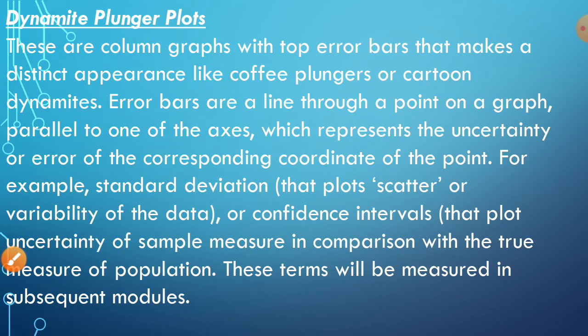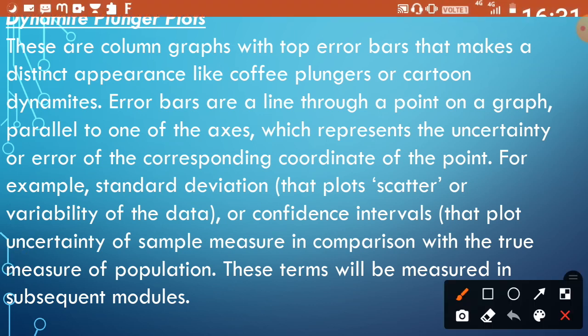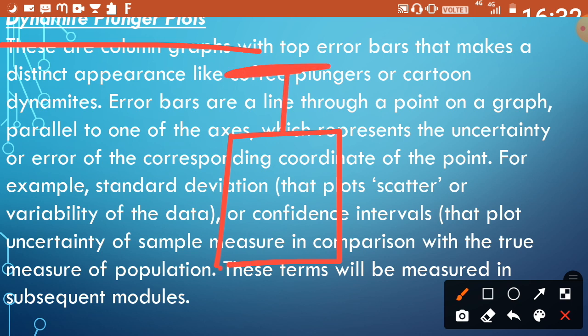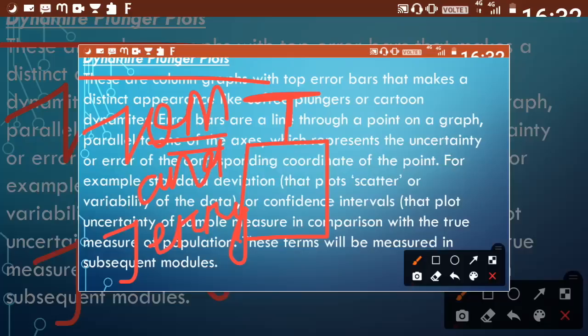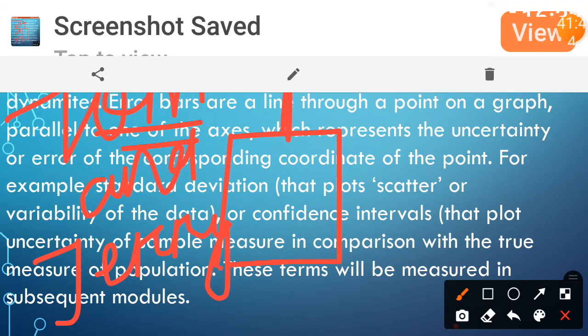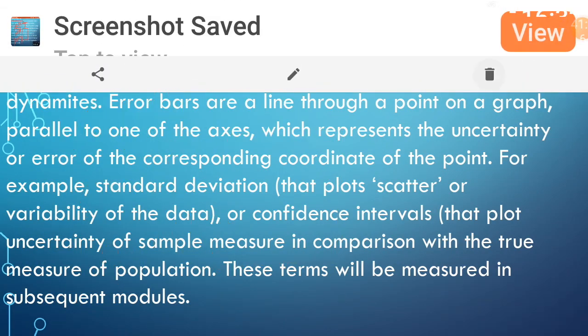Oh, sorry. Yeah. So this is your dynamite plunger plot. Dynamite plunger plot. So let me know, have you seen how a dynamite plunger looks like? Have you seen it in cartoons? Typically in Tom and Jerry. The name of the cartoon is Tom and Jerry. You might have seen Tom most of the times causing explosions. When he presses this, actually there is a, what is this?